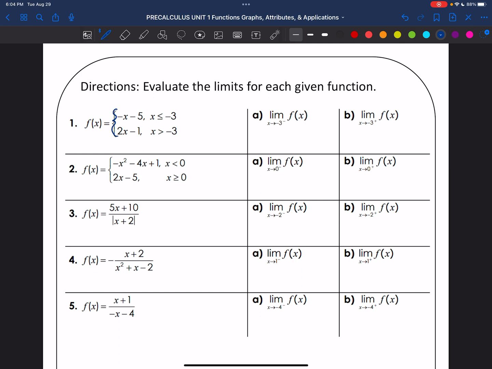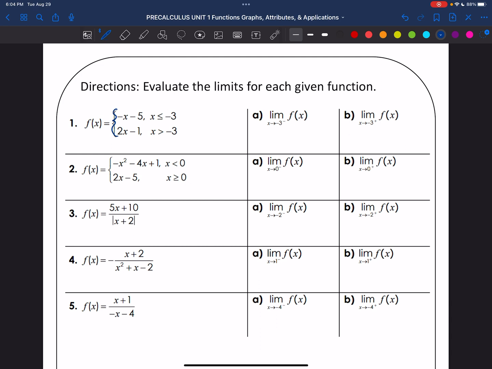It's got this top piece, the first piece, which is the rule negative x minus 5, but that piece only occurs if x is less than or equal to negative 3. So again, that first piece only occurs when x is less than or equal to negative 3. The other piece of this function is 2x minus 1. Now that only occurs when x is greater than negative 3.